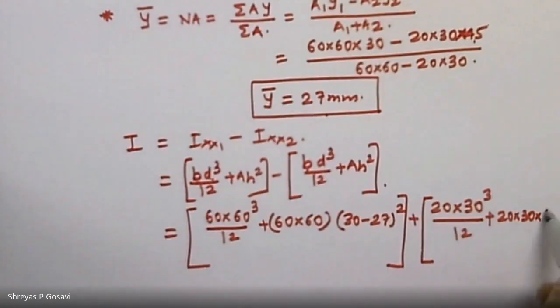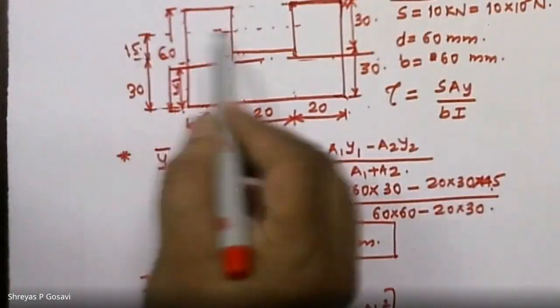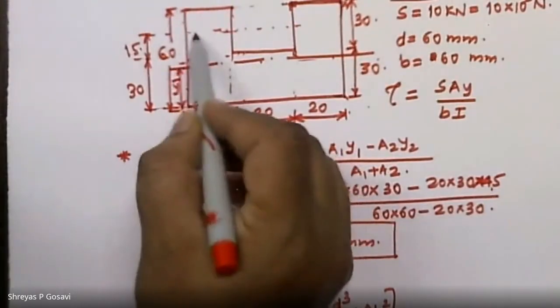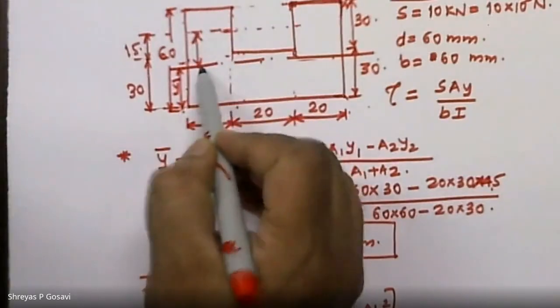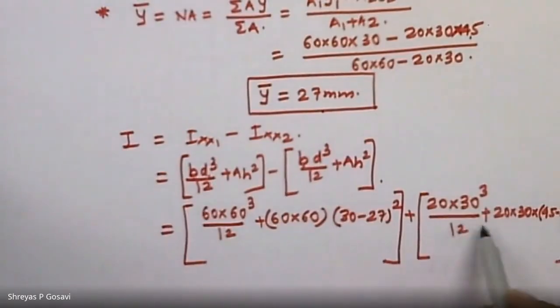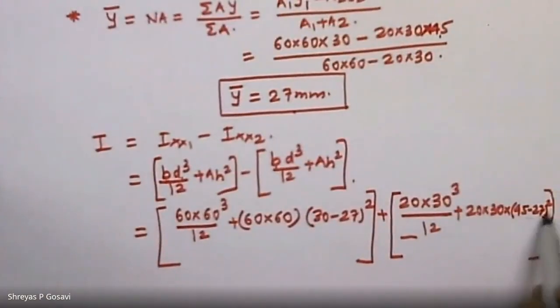So the centroidal axis of this section, we know that it is located at 45 millimeters from the base and the neutral axis is at 27 millimeters. So the distance between these two axes will be 45 minus 27 bracket square. Okay, that's the term only, 45 minus 27 bracket square.